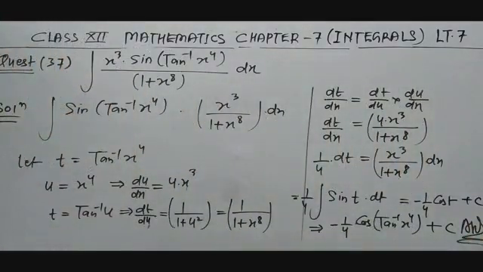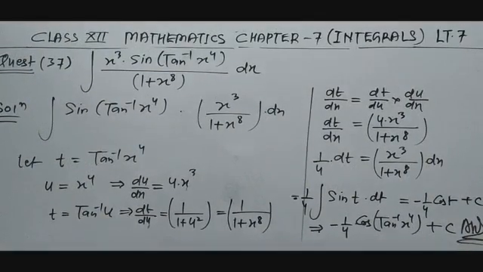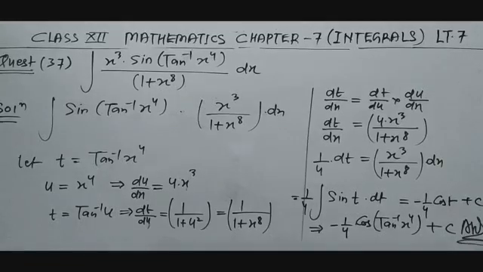Now this is the answer: minus 1 by 4 cos of tan inverse x to the power 4, plus c. This is question number 37. Now come to the next question, question number 38.